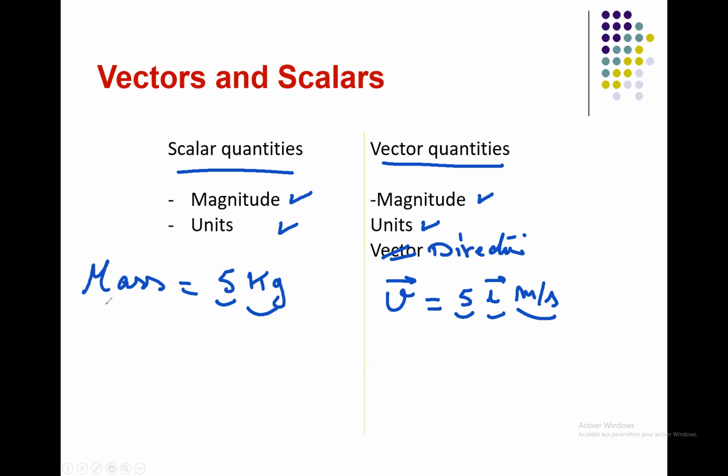For example, we have many examples of scalar quantities. We have the temperature, the volume, the density. All these values are independent of the direction. You need the magnitude and the units to identify these quantities. But the velocity, the acceleration, and the position vector are vector quantities.